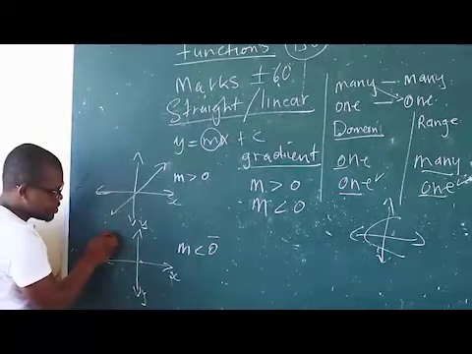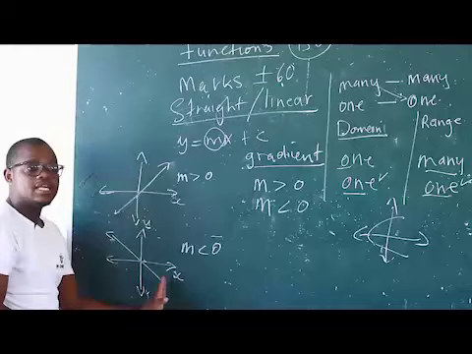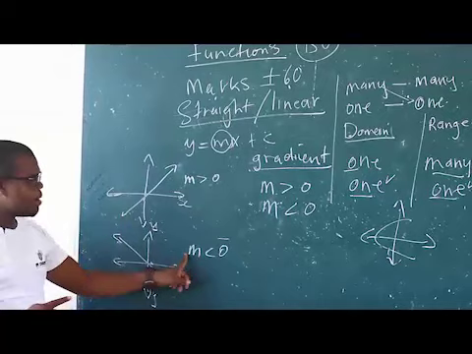If it's positive times negative, it is negative, so our gradient is now negative. That's why if m is greater than 0, it affects the first quadrant and the third quadrant. Then if m is less than 0, it affects the second quadrant and the fourth quadrant.